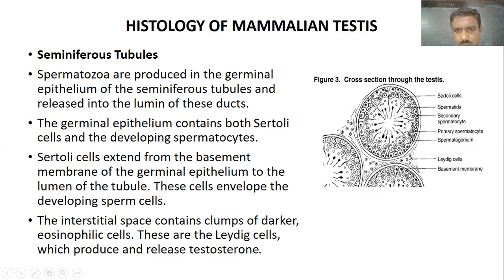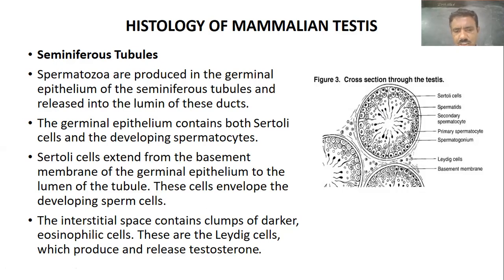The germinal epithelium consists of Sertoli cells, these are the Sertoli cells, the longer cells, and these are the developing spermatocytes. The Sertoli cells extend from the basement membrane of the germinal epithelium to the lumen of the tubules. These are long, extending from the basement membrane to the lumen of the seminiferous tubule. These Sertoli cells envelop the developing sperm cells.